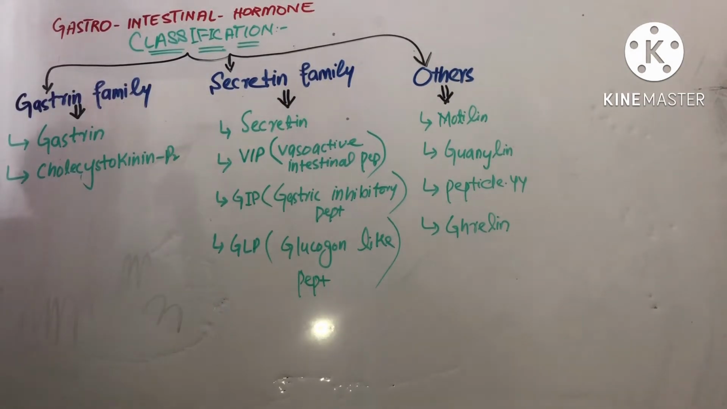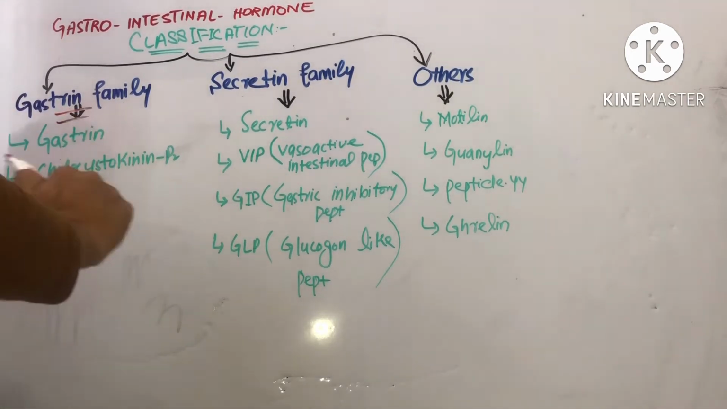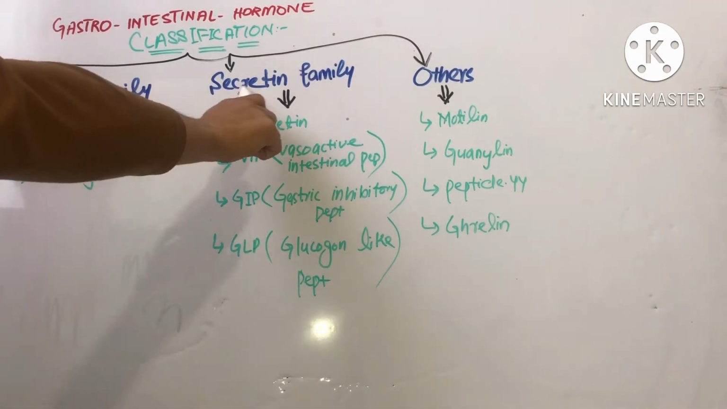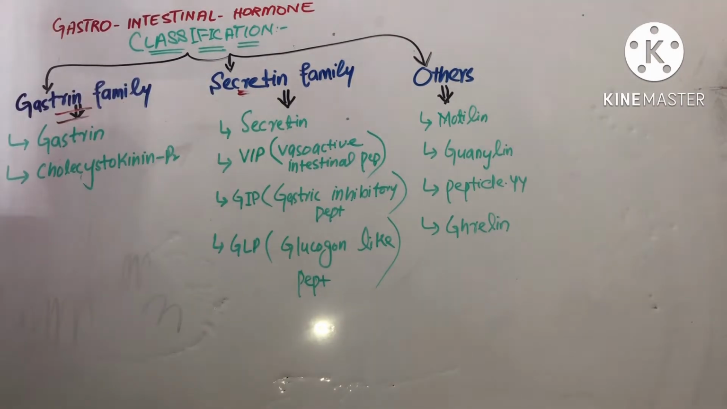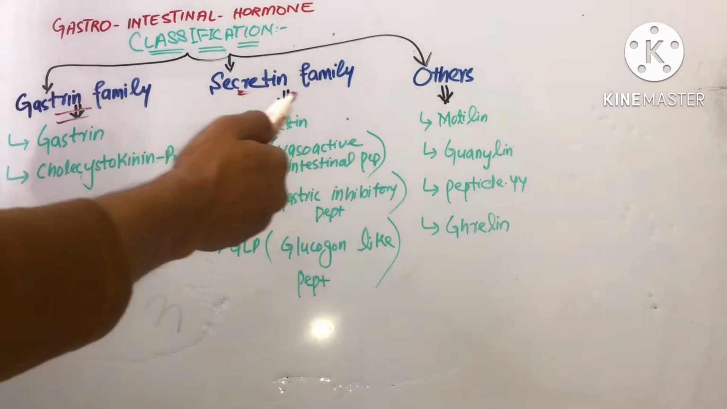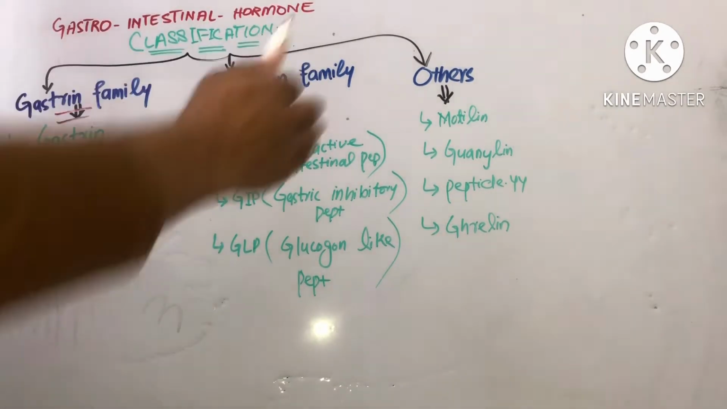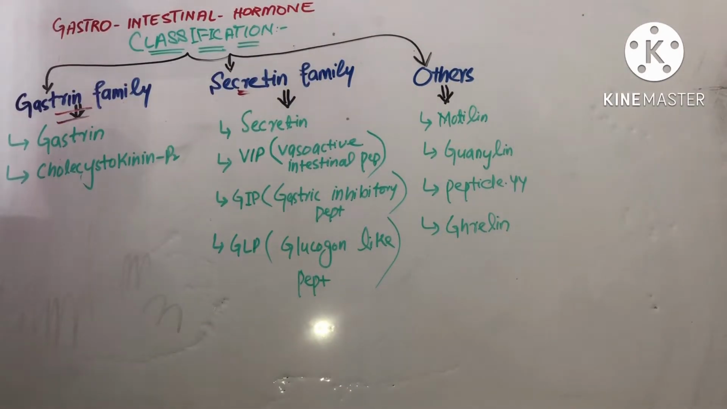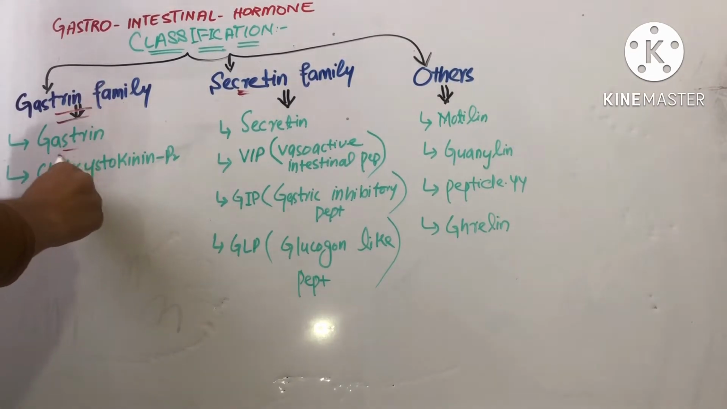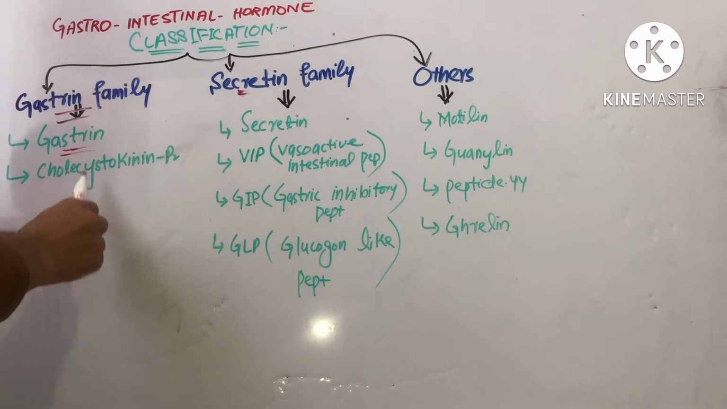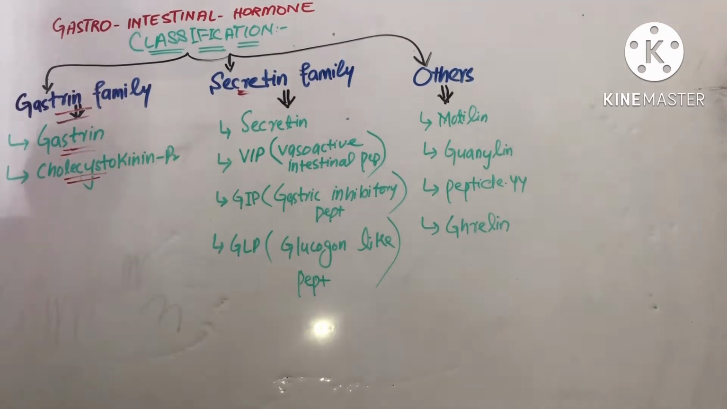So, the GIT hormones, we have classified them into three families. Number one is the gastrin family. Number second is the secretin family. And out of the secretin and gastrin families, we have other hormones that are secreted throughout the GIT tract. In the gastrin family, we have two hormones. Number first is gastrin, and number second is cholecystokinin-pancreozymin.